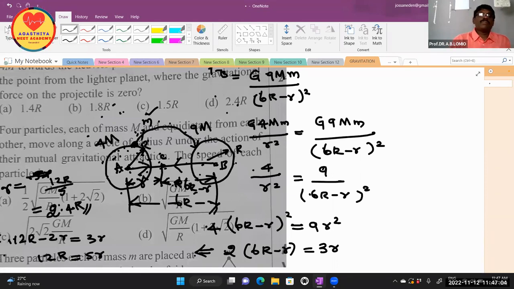Kindly note down these points. After copying this, we'll go to the next problem. Understand the concept? Any doubt, students? No, sir. Okay. Sir, option D is the answer, sir. Yes. 2.4r.